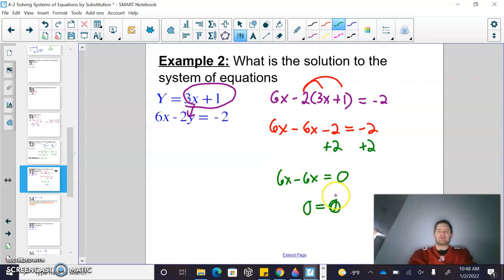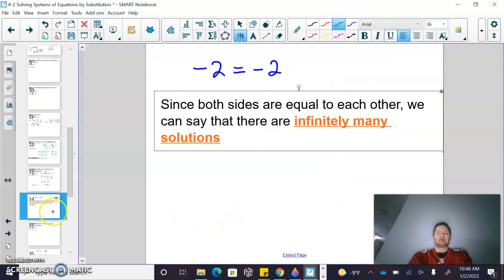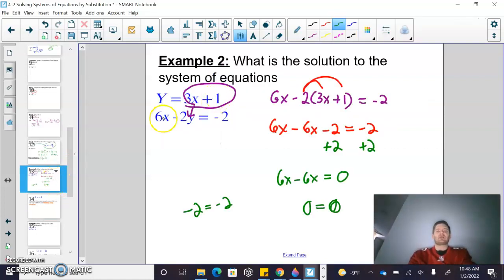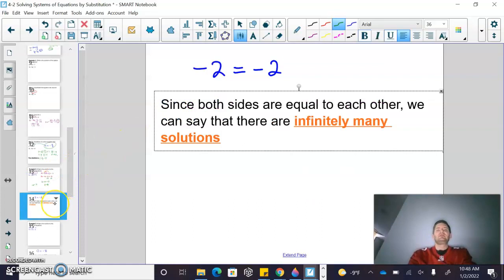Now, when you look at that, and you see that 0 is equal to 0, you're probably wondering, what the heck's going on here? Or you might have a situation where if you just combine the like terms, you have negative 2 is equal to negative 2. Well, if you notice, both sides are equal to each other. So it doesn't matter what we substitute in for x, we're going to end up with the same answer. Thus, in this situation, we can say there are infinitely many solutions.